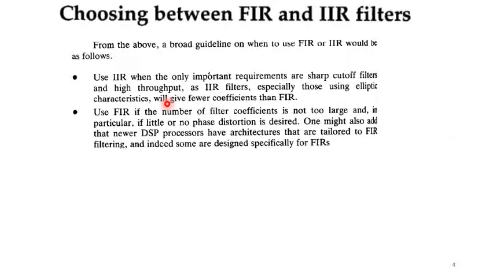So from the above discussion, we can say that we should use IIR when the only important requirements are sharp cutoff filters and high throughput, as IIR filters, especially those using elliptic characteristic, will give fewer coefficients than the FIR filter with the same specification. Use FIR if the number of filter coefficients is not too large, and in particular if little or no phase distortion is desired.